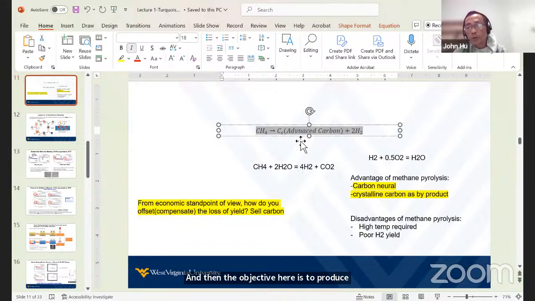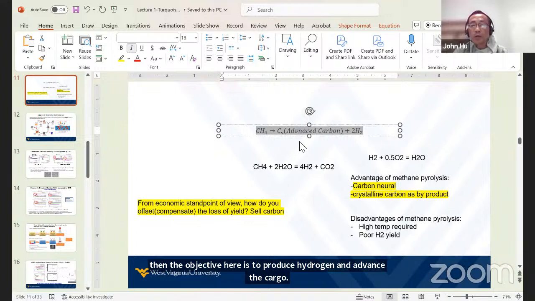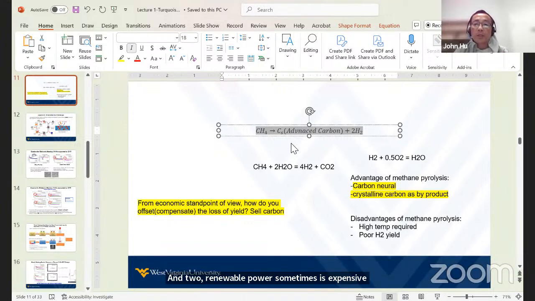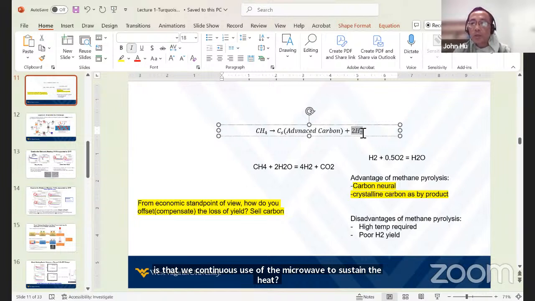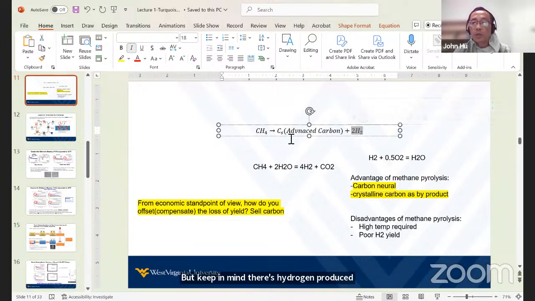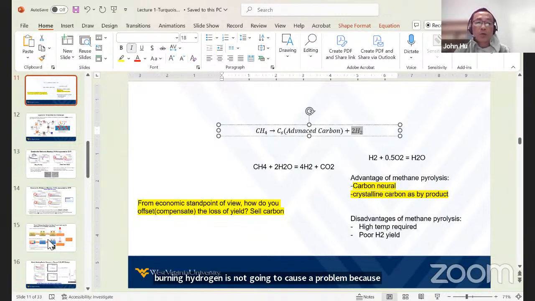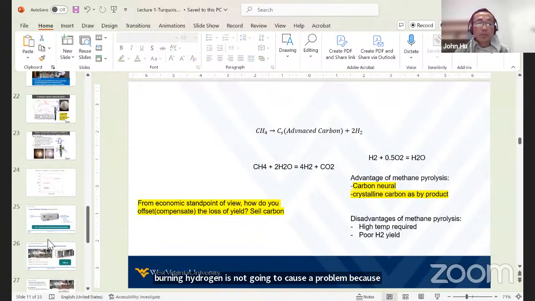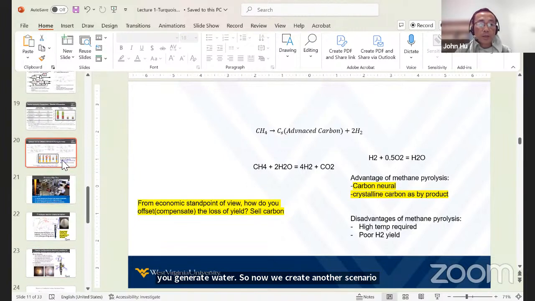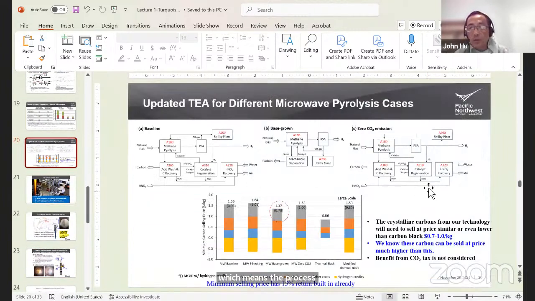True, renewable power sometimes is expensive. There are two ways to drive the reaction. It's nothing but heat. One is we continue to use the microwave to sustain the heat. But keep in mind, there's hydrogen produced. Part of the hydrogen can be used to sustain heat by combustion, because burning hydrogen is not going to cause a problem, because you generate water. Is that right? So now we create another scenario, which means the process is partially heated by the microwave, and also partially heated by the hydrogen.